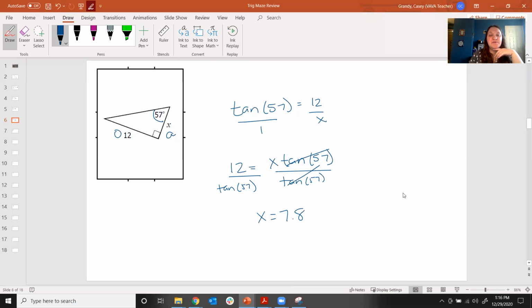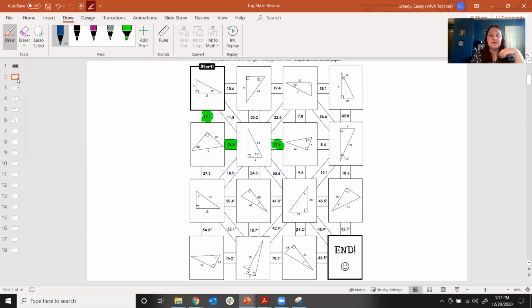All right, so for this problem, you should have used tangent. Your angle is 57, the opposite is 12, and the adjacent is x. When you cross multiplied, you ended up having x with the tangent. So we have to divide both sides by the tangent of 57 to make sure that tangent 57 cancels out over here, giving us x by itself. And in our calculator, we'll type 12 divided by tangent 57. We should get x equals 7.8. So 7.8, oh, we're going up.